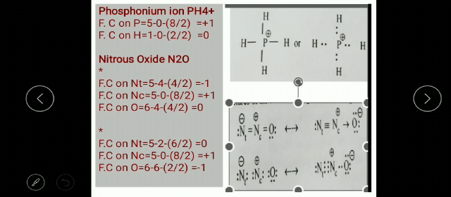Then we took the example of the phosphonium ion, PH4 plus. The formal charge can be calculated by using the Lewis structure. The Lewis structure gives an idea about the number of lone pairs and bond pairs, and it also gives the resonance. So we get an idea about the formal charges in depth. So the formal charge on the phosphorus, having valency 5. Here there is no lone pair and there are 4 bonds.